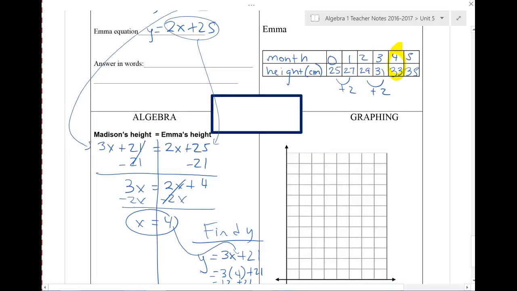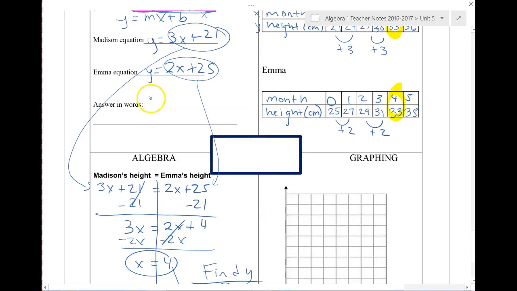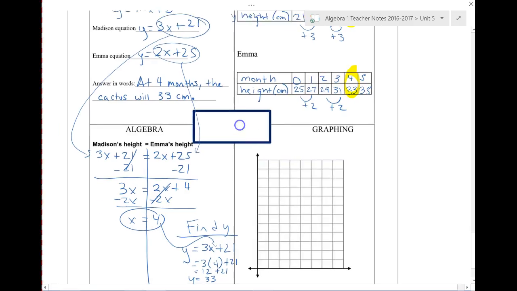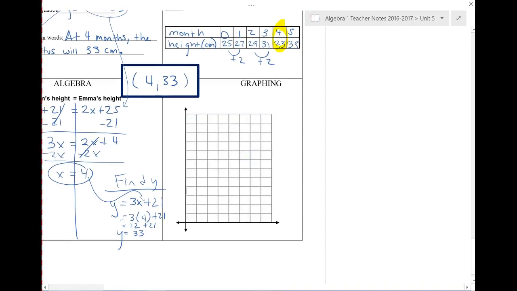Okay, so what does that mean, though? What does the 4 and 33 represent? Well, at 4, let's see, it's going by months. So at 4 months, the cactus will be 33 centimeters. Okay? But then, of course, we need to finish by graphing. Another way I can write my answer is 4 and 33. And that's what we're going to find on the graph.